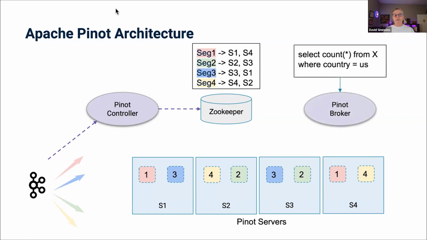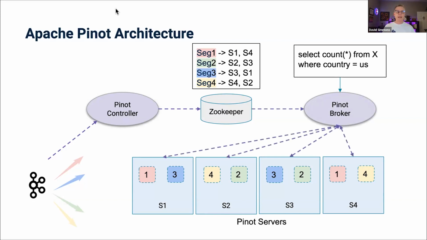And then we have a Pinot broker. And the Pinot broker is where you submit your query to, right? So I want to select everything from this, where country. I have a SQL statement. I submit that to the Pinot broker, and it goes out and queries the various Pinot servers to get answers for that, right?